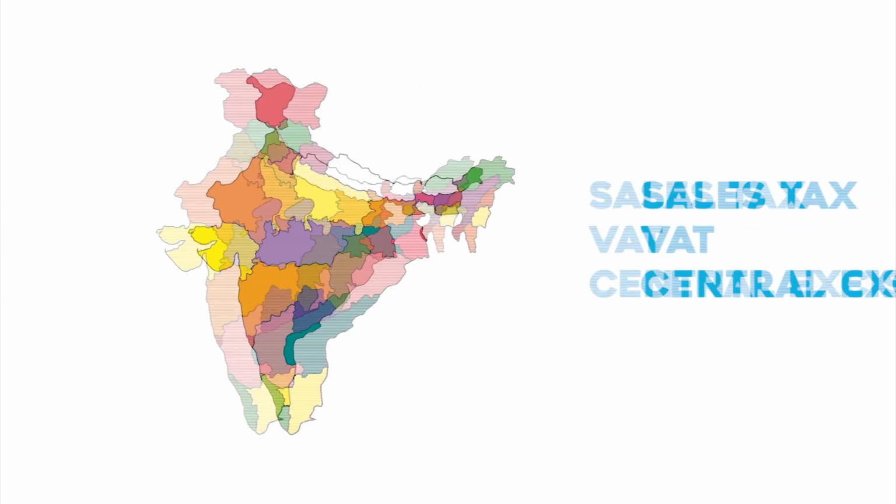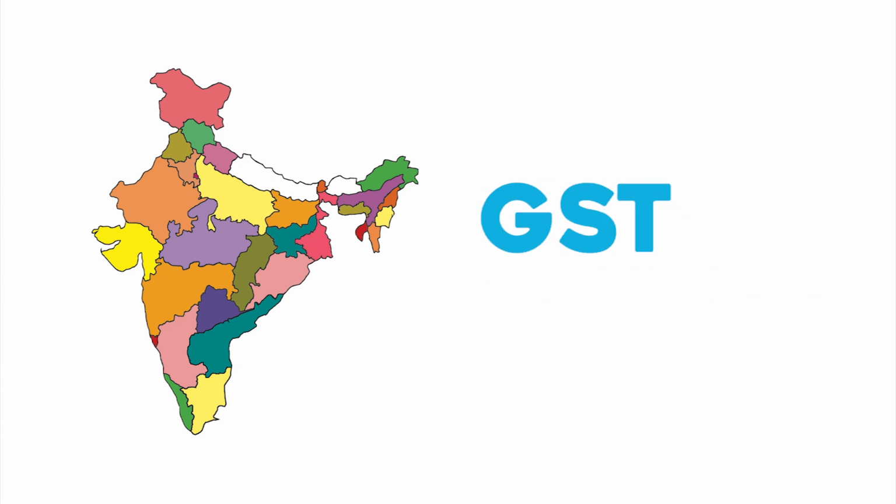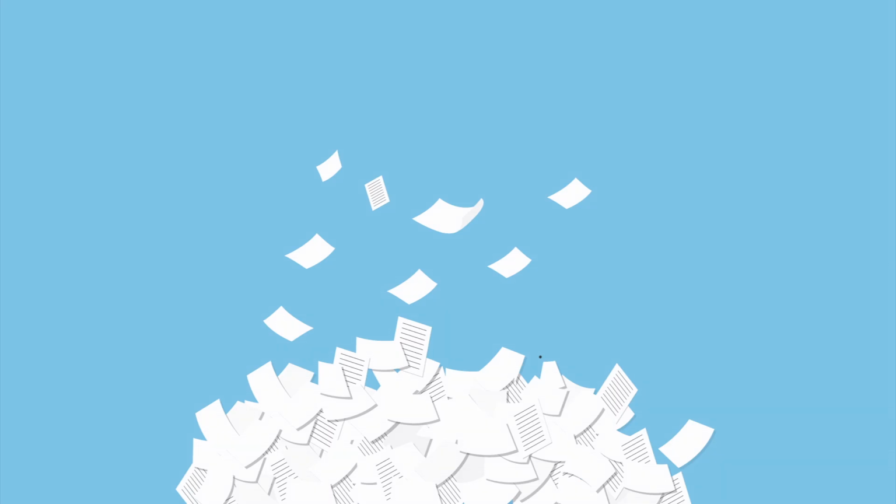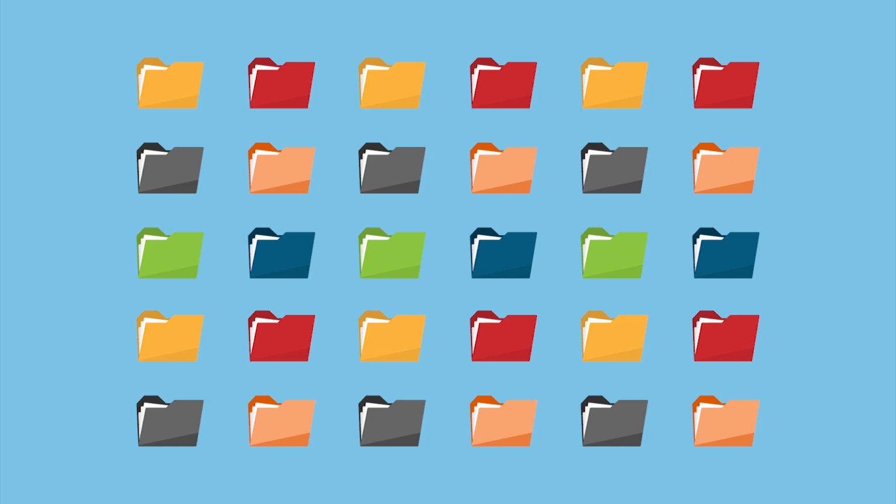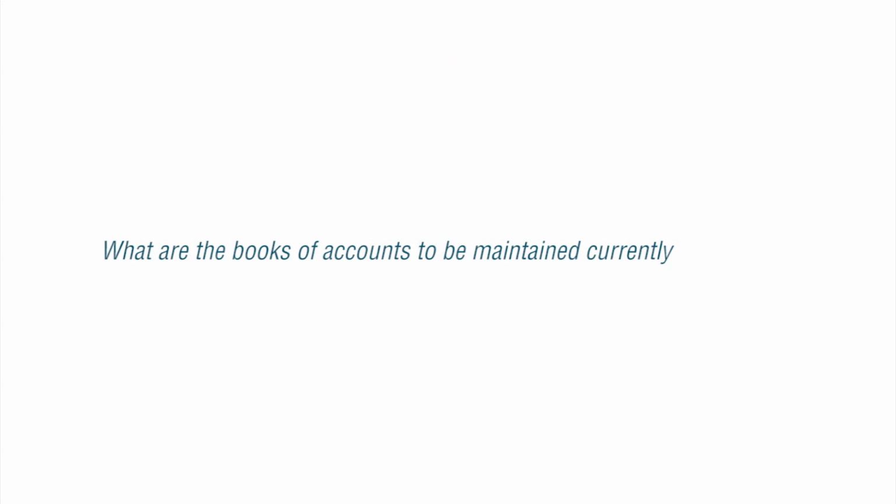What is GST? In India, GST will soon replace almost all indirect taxes except customs, stamp duty, and property tax. This will mean we will now have to maintain records in new formats and adhere to different mandates. What are the books of accounts to be maintained currently?